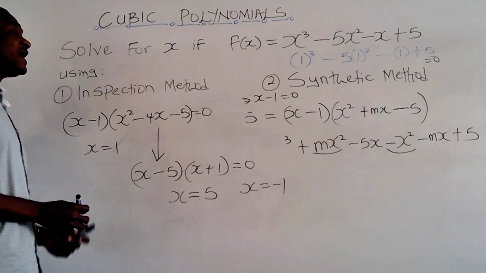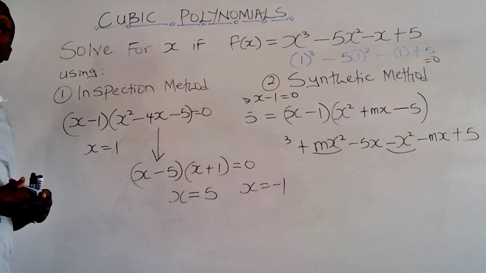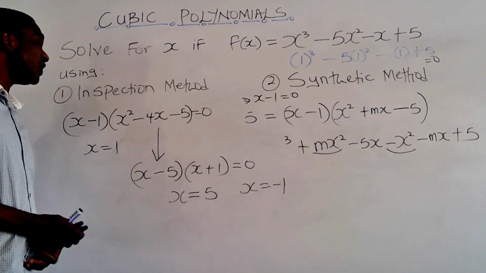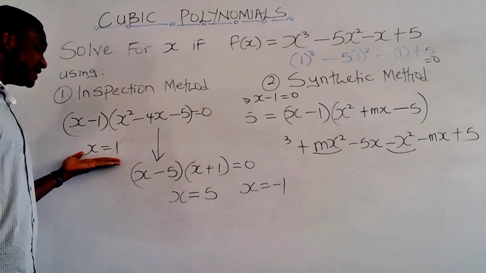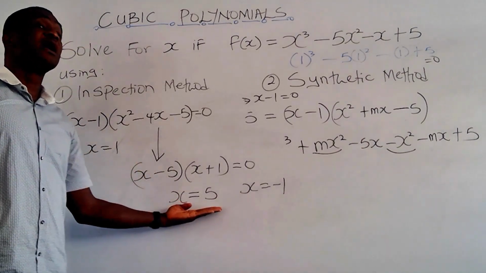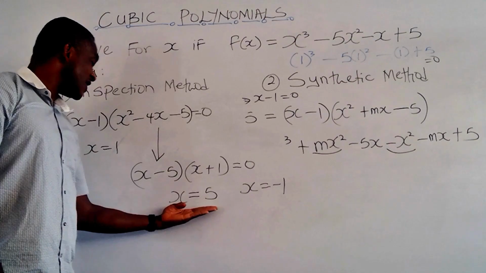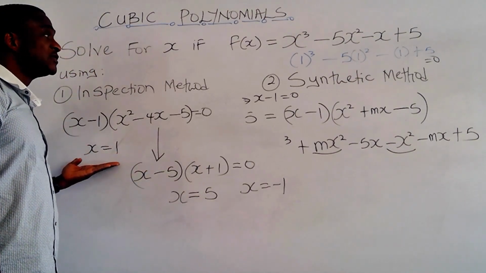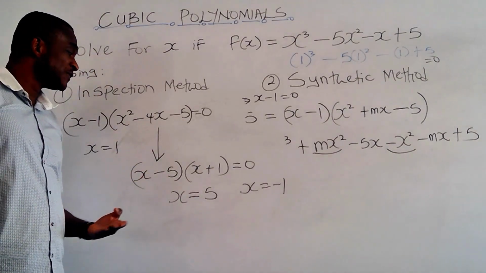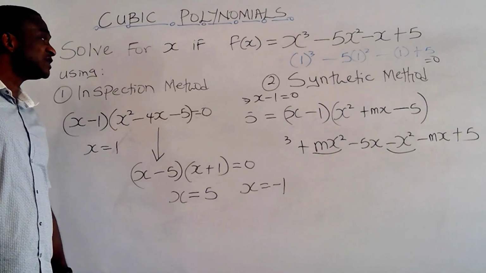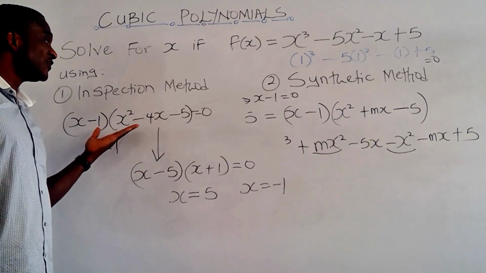Remember, this is a cubic function. So we must return 3 values of x, which are negative 1, 5, and positive 1. So this is how we use the inspection method to solve.